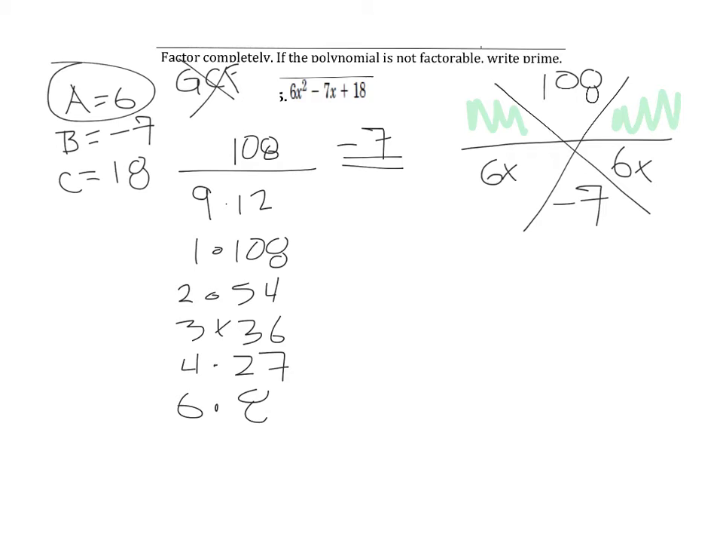Alright, 9 plus 12, 9 minus 12, negative 9 plus 12. No, that would give me something like 21. That's not close. No way. 108. 54 is too large of a number. 36 is too large of a number. 27. Oh, hey, wait a minute.